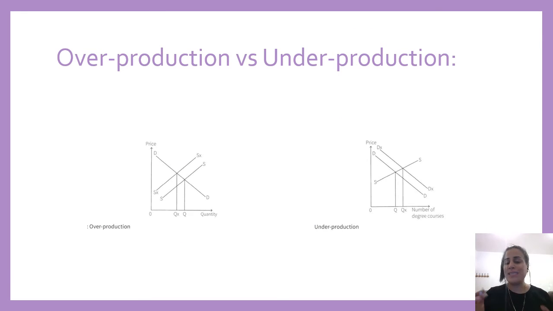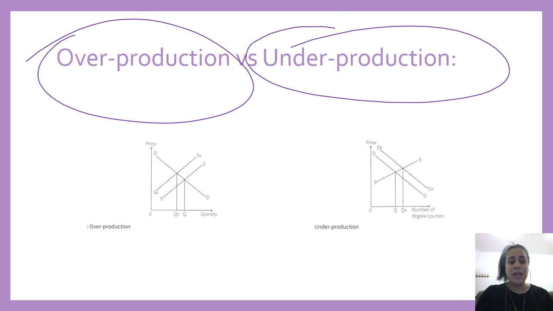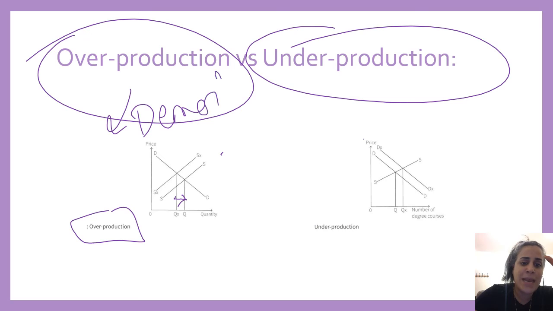Now, what do I mean by something called overproduction and underproduction? As you can see here, I have two different graphs. So here I am talking about overproduction. And when I am talking about overproduction, it means they are producing more than what they are supposed to. Okay, what kind of goods are overproduced? We know that they would be the demerit goods because it would be profitable in a free market economy.